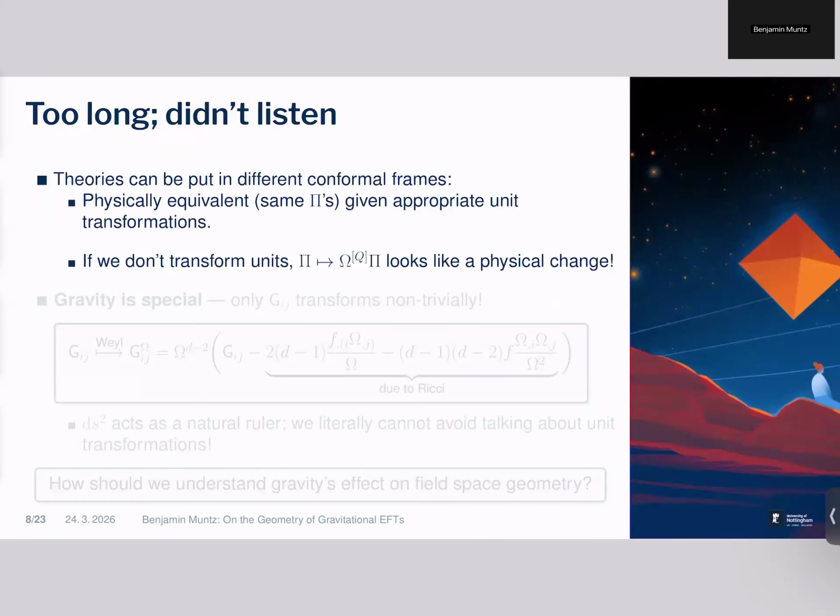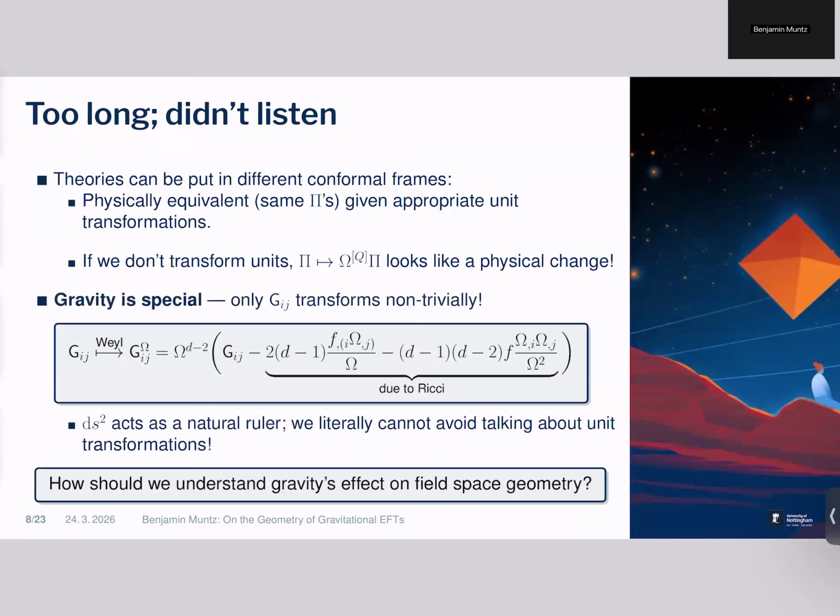So just to summarize, conformal frames are meant to give you the same dimensionless observables, provided we make the appropriate unit transformation. But there's still this question of gravity, namely that if I have the field space metric, this is the only thing that doesn't transform by just an overall scale factor. There are additional terms due to how the theory couples to gravity. And so the question is, how do we unpack or try to deduce what is going on here?